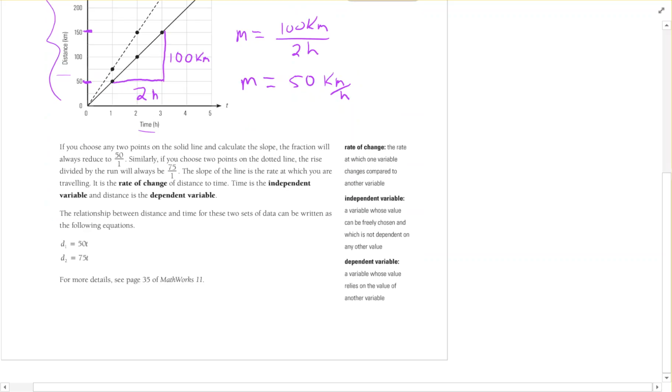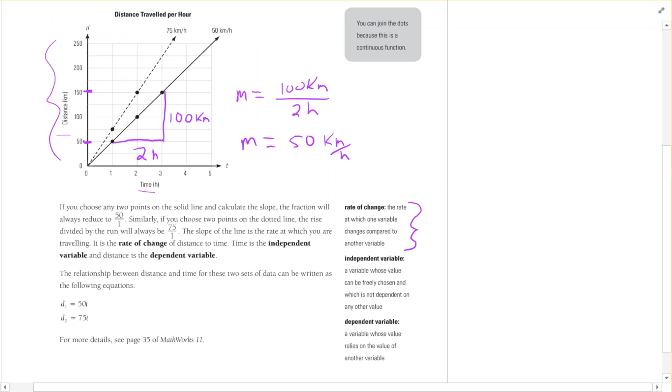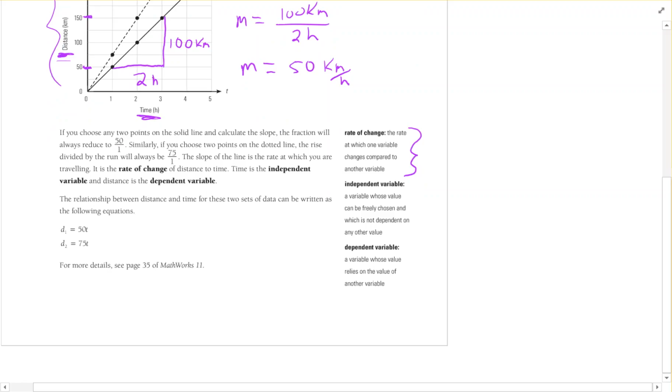I hope it did. A few terms that we're going to be going through now is rate of change. Rate of change really is something like a speed. So the rate at which one variable changes compared to another. So when we're talking about the rate at which distance changes as time changes, that's what a rate means. How does one change compared to another?